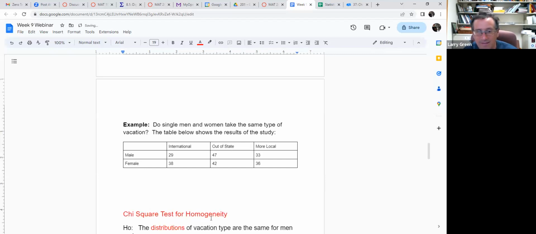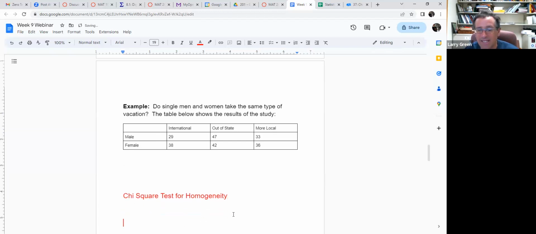We're going to have a new test. And the test is chi-squared test for homogeneity. Okay, so that's the words you use for this. It's called the chi-squared test for homogeneity. And we use that again when we're looking at 2 different groups or 2 different things and deciding whether they have the same distribution.